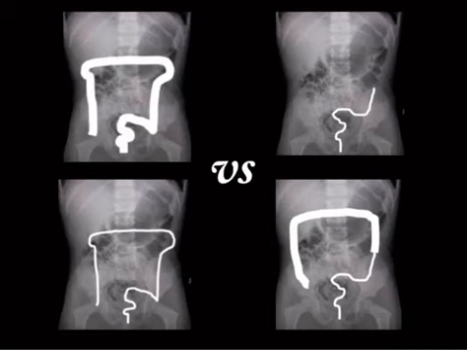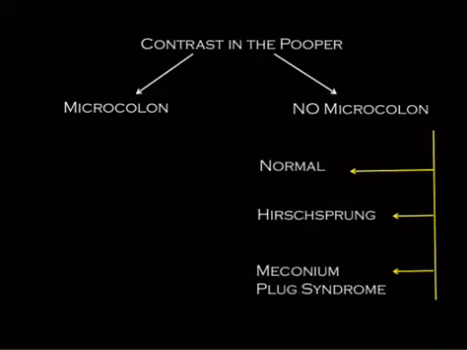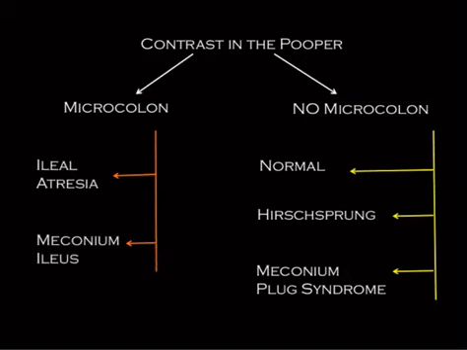So this is my idea for working through these. The first question I ask myself is, is there a microcolon or not? And then I have a differential based on that. So no microcolon is going to either be normal, Hirschsprung's, or a meconium plug. The presence of a microcolon, then you're going to think about, is it a short one or is it a long one? So you can have either ileal atresia or meconium ileus, or you can have colonic atresia. So long ones or short ones.